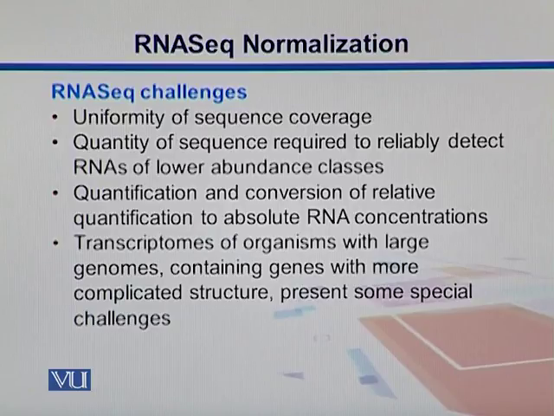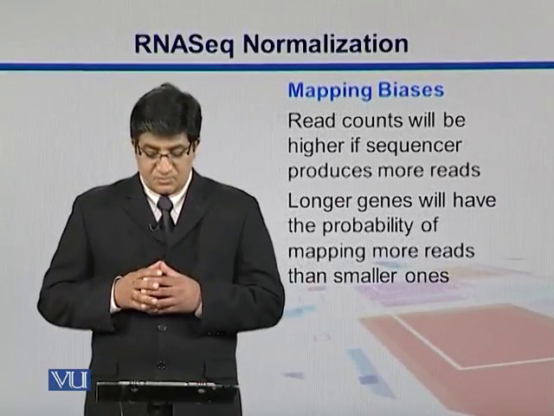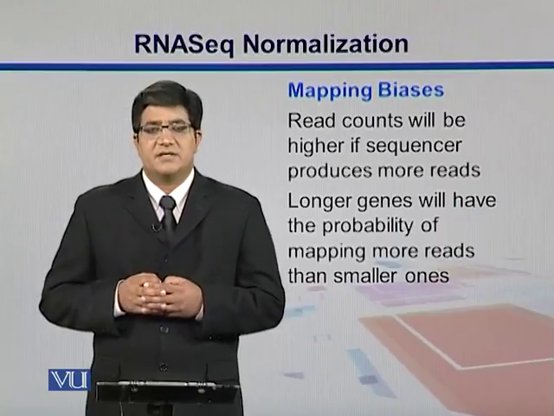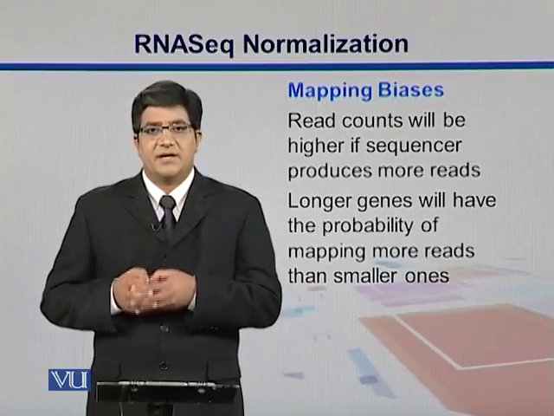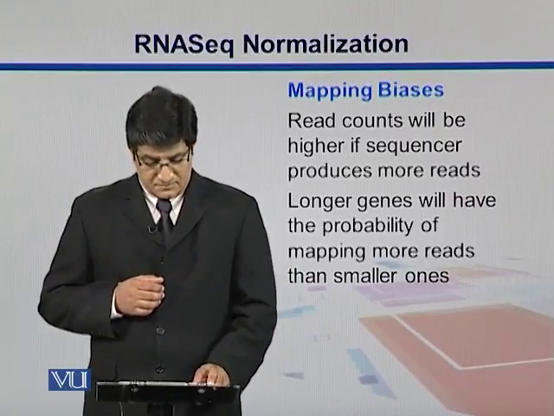Transcriptomes of organisms with larger genomes, containing genes with more complicated structures, also pose some special challenges to this analysis. The read counts will be higher if sequencers produce more reads, and we have said earlier that longer genes will get more reads hitting them, so we need to account for these mapping biases.